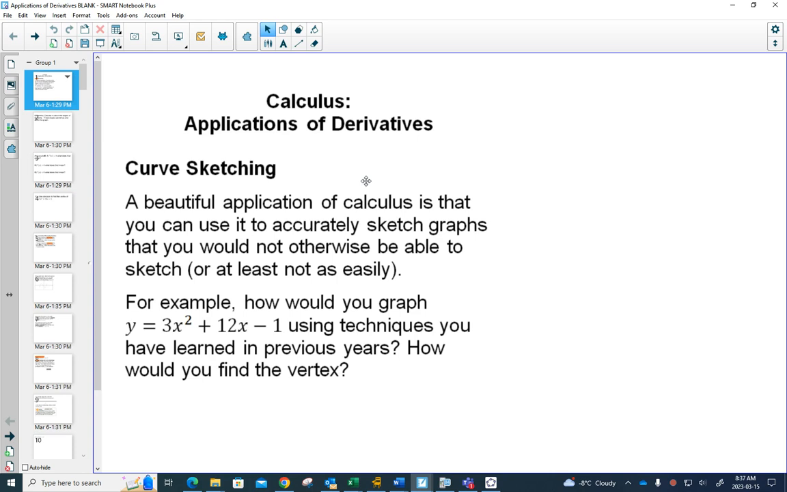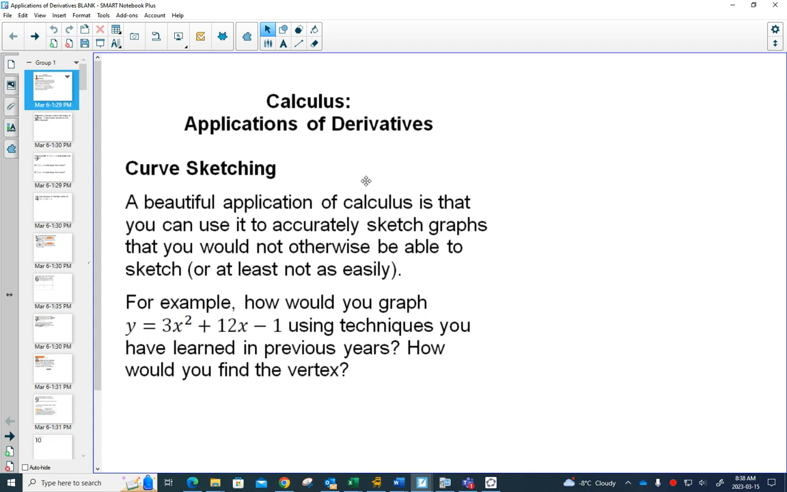Now, unfortunately, you have to learn the techniques that you've learned in the past for graphing in order to build up the skills to get to calculus. And now we learn that there's a better way of graphing than the way that we've done before. So here's a graphing question from grade 11. 3x squared plus 12x minus 1. Do you remember how to graph that parabola using techniques in grade 11?